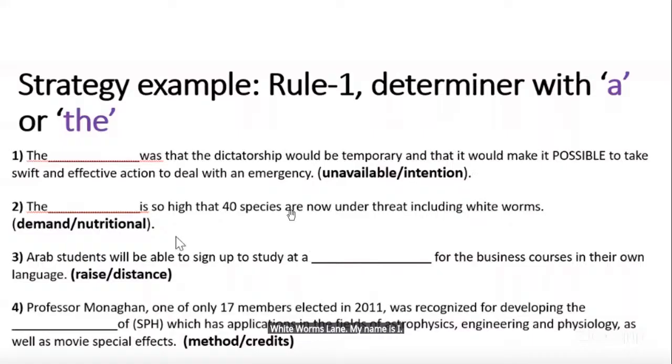The demand is so high that produce is now under trade, including white worms.